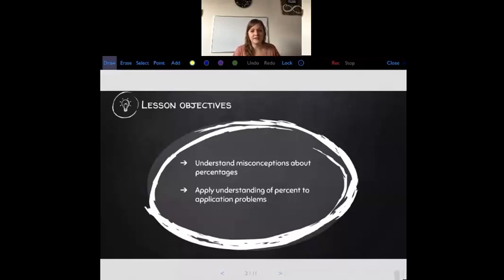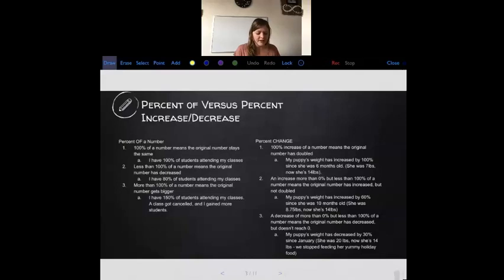Recall in the previous lessons that we talked about part, percent, whole, and then we also talked about absolute and relative change and percent increase and decrease. So we're going to build on that understanding in this three-part series as well. Okay, so talking about percent versus percent increase and decrease, bringing the last couple of lessons together. And I'm just going to talk through these points.